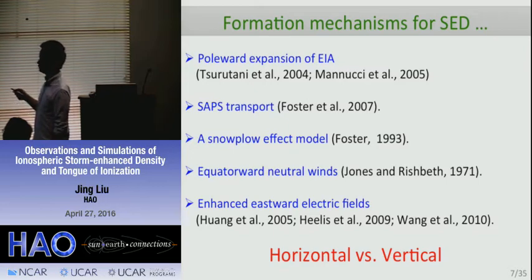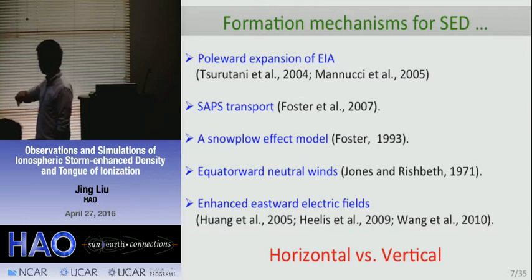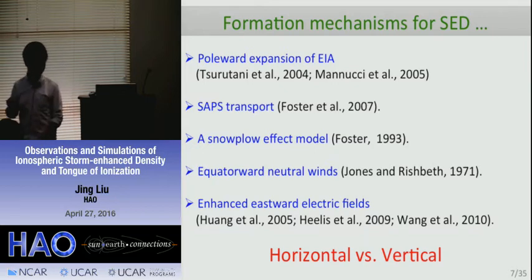So to sum up, the discrepancy of these mechanisms lies in whether the horizontal or vertical is dominant. Horizontal can be either the zonal by the SAPS or the meridional by the super fountain effect. And another is the vertical, that rises the ionosphere upward by the neutral wind or electric field.